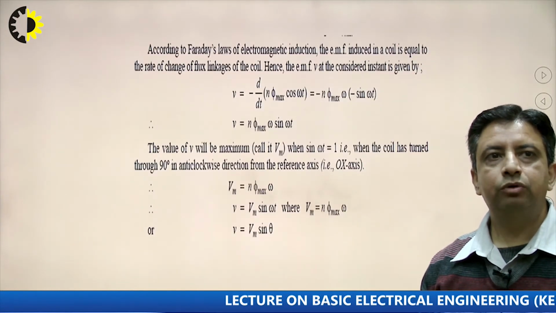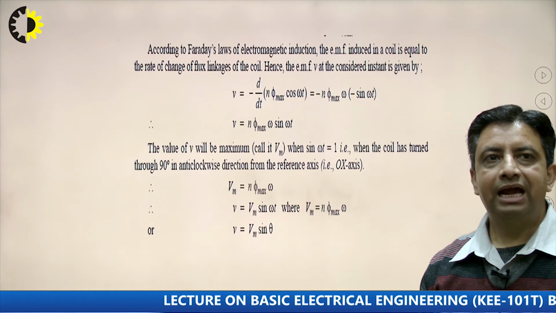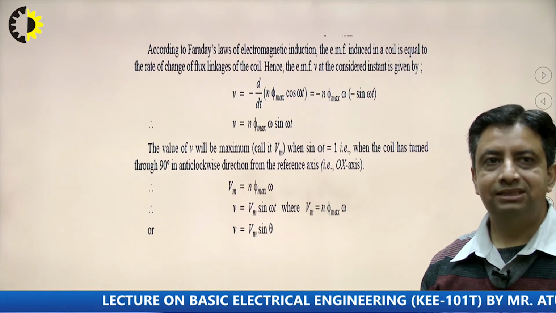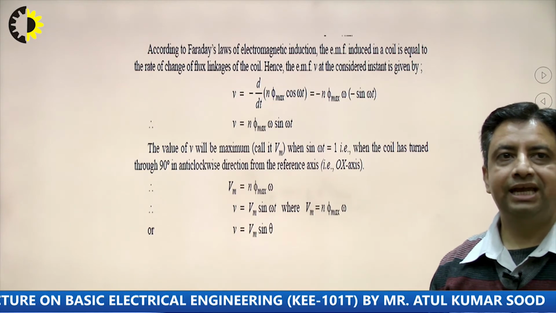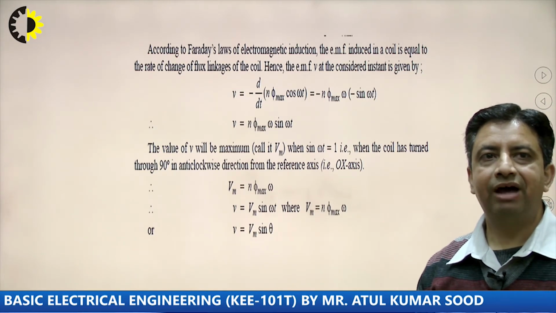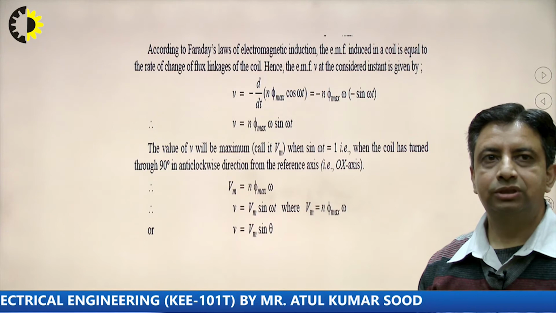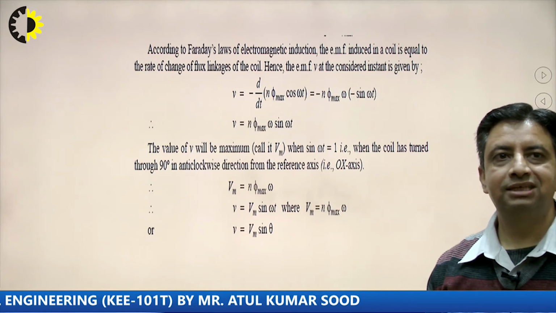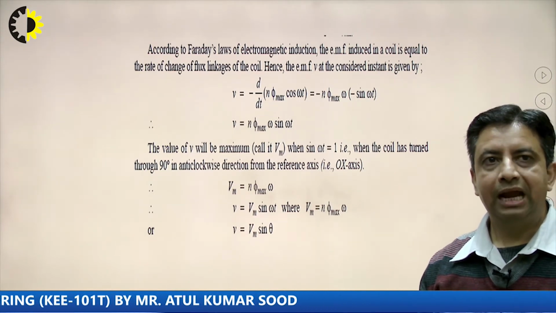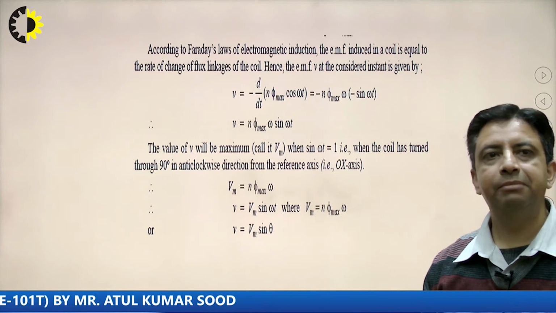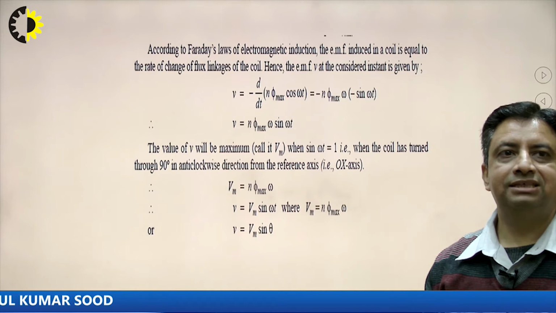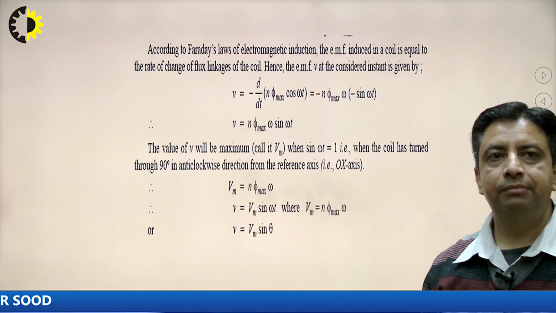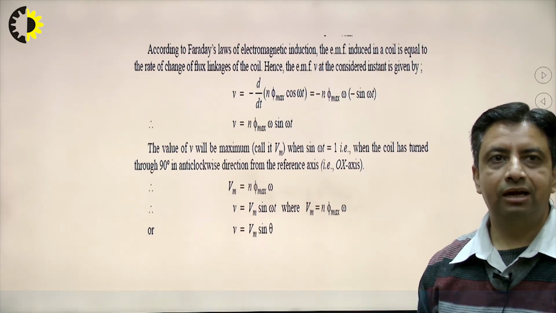Now, according to Faraday's law, we know that V is equal to minus d phi by dt. Here the amount of flux linkage is given by N phi m cos omega t. This is the component of the flux that will be perpendicular and will be responsible for the EMF induced in the coil. Here, N and phi m are constant.